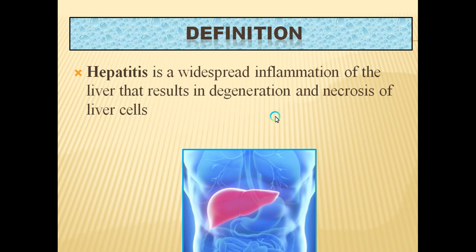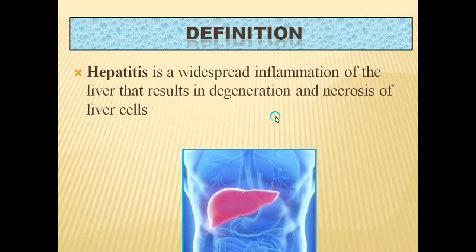And second is necrosis. Okay, now what do you mean by necrosis? Necrosis is death of a tissue. Okay, necrosis is death of a tissue or a cell, maybe due to lack of blood supply, or maybe due to injury. It can occur due to disease, etc.